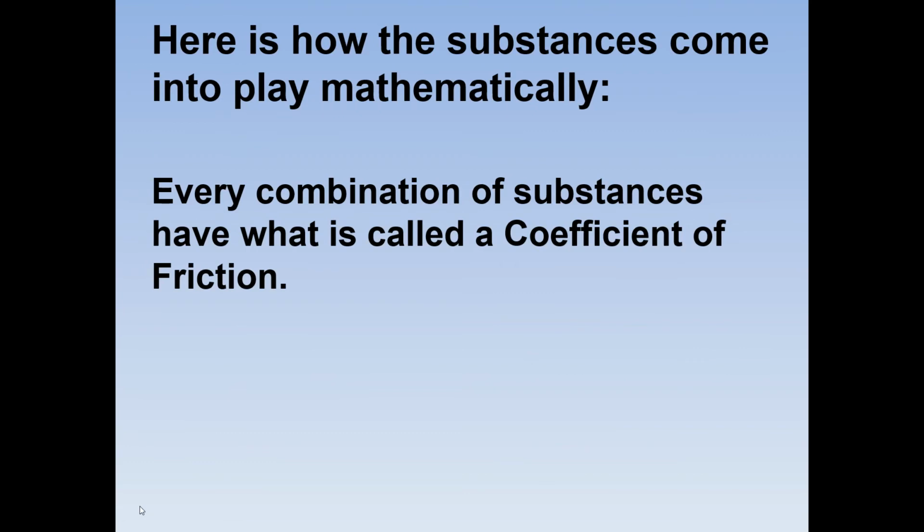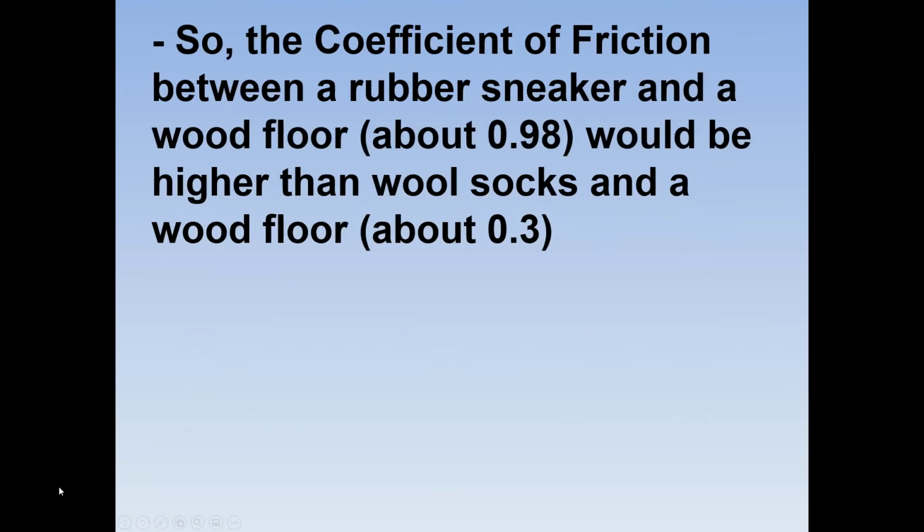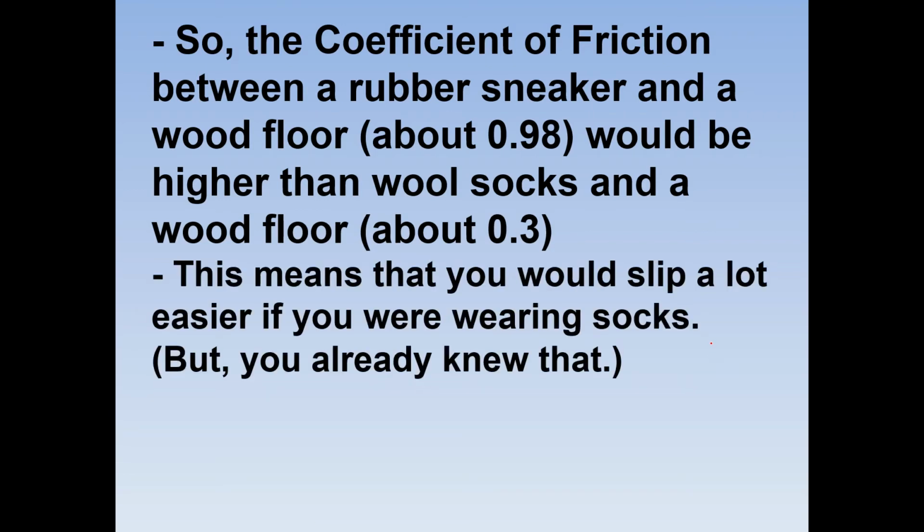Every combination of substances has what is called a coefficient of friction. The higher the coefficient of friction, the more friction there is between the two substances. So let's take a look at my basketball example. The coefficient of friction between rubber sneakers and the wood floor is about 0.98. That would be higher than wool socks and a wood floor, which is about 0.3. This means you would slip a lot easier if you were wearing socks, of course.